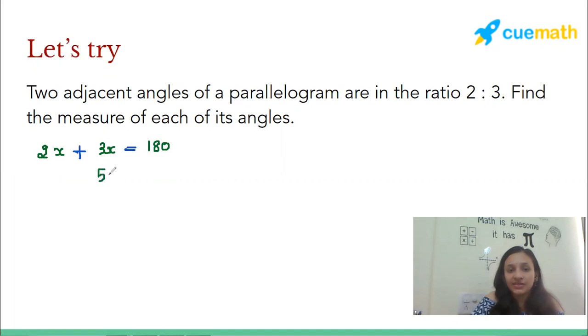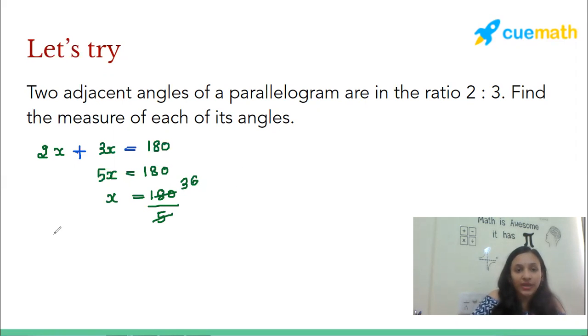So we then have 5x is equal to 180. So then x is equal to 180 divided by 5. So when you divide 180 by 5, 5 threes are 15. You are left with 3 and 0, then 36 is what you get. So the two angles, 2x is 2 times 36, which is 72. And then you have 3x, that is 3 times 36, which gives you the answer as 108. And yes, they do add up to 180.